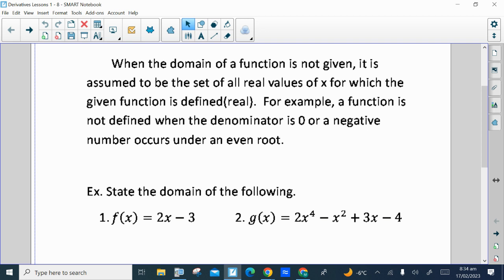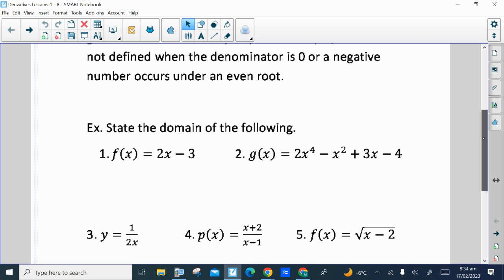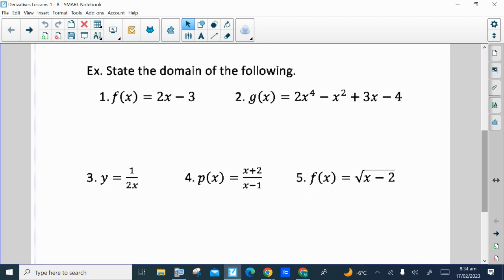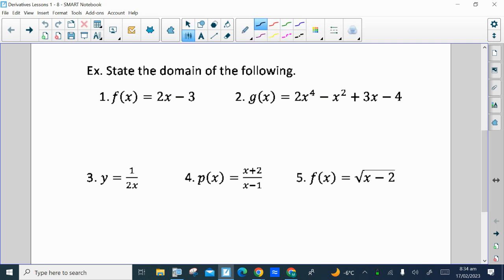But first, we'll do a bit of review about non-permissive values. When the domain of a function is not given, it's assumed to be the set of all real values of x for which the given function is defined, or when it exists, when it's real. For example, a function not defined would be when we have a denominator of 0 or a negative number under an even root. So we're asked to state the domain of the following, which is another way of asking, what are the non-permissive values? And in the case of a linear function like the first one, there are no restrictions on x.